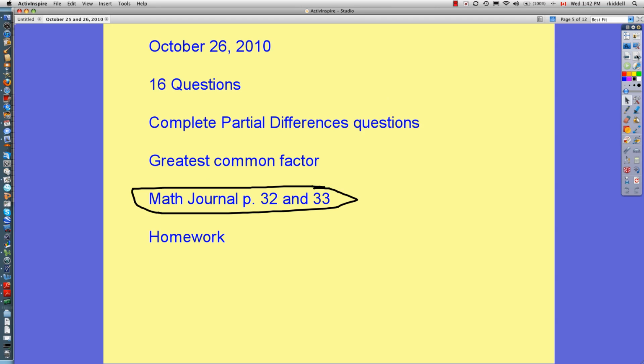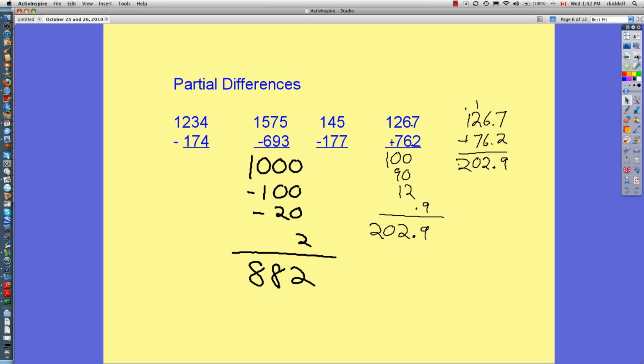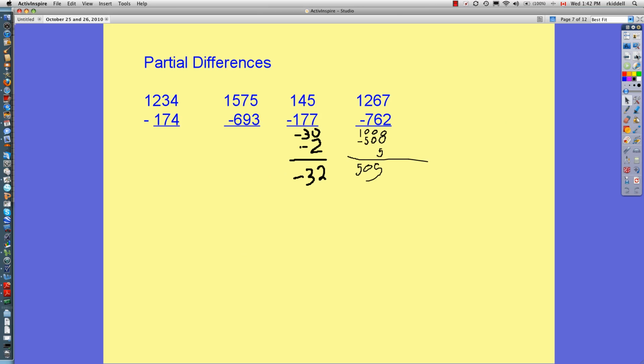On October 26th, we carried on with partial differences, and then we talked about the greatest common factor. Partial differences first. Here's the answer to some of those questions. You can see the decimals and things. And then we went on to partial differences, and these were answered by the students. They really seem to get this.